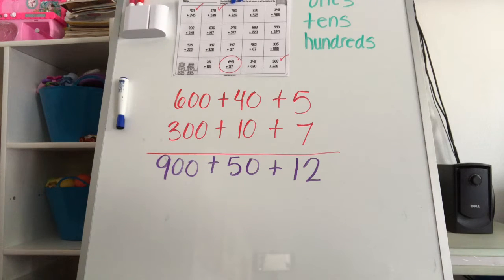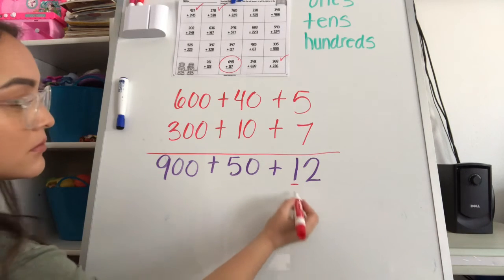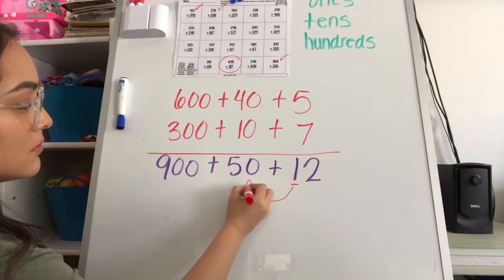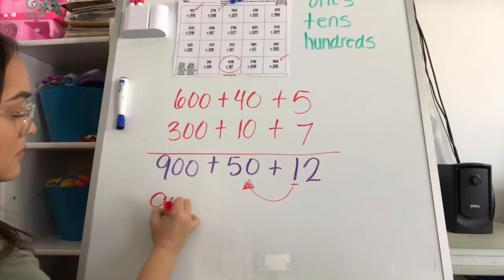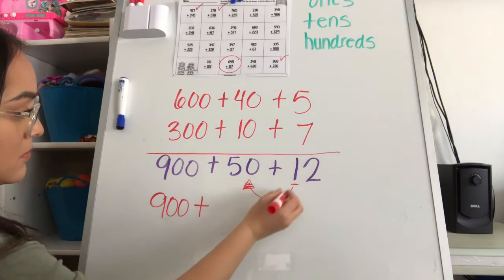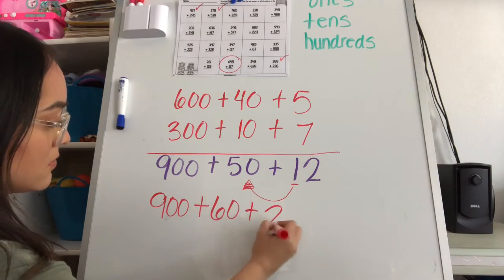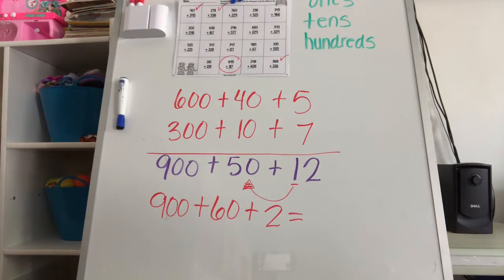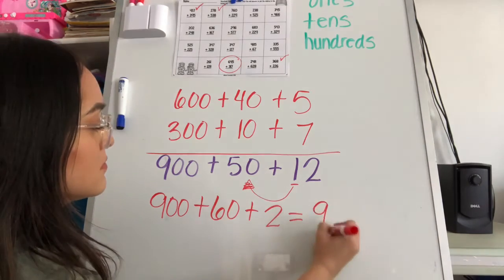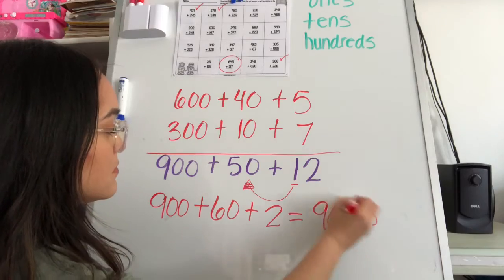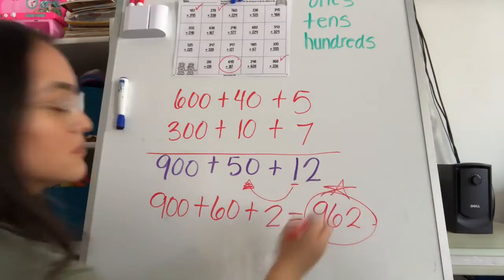Great job, second grade. Now let's look at our ones place. Can we move any over to the tens place? Yeah, we have 12 ones, and 10 ones make a 10. So let's go ahead and move it over to the tens place. Now we have 900 plus 50 plus 10, which is 60 plus 2 ones. We can't move any tens to the hundreds place, but we can add. We have 9 hundreds, 6 tens, and 2 ones.